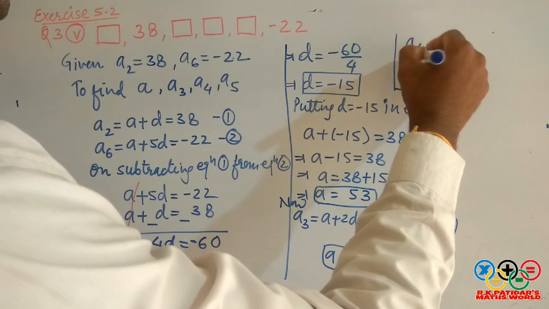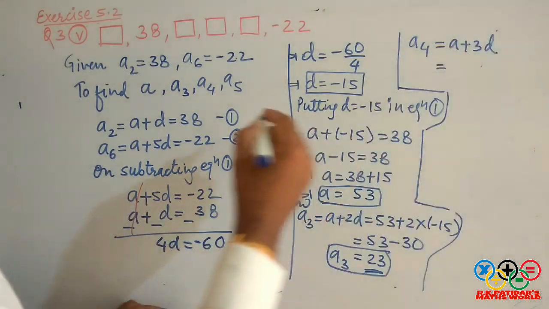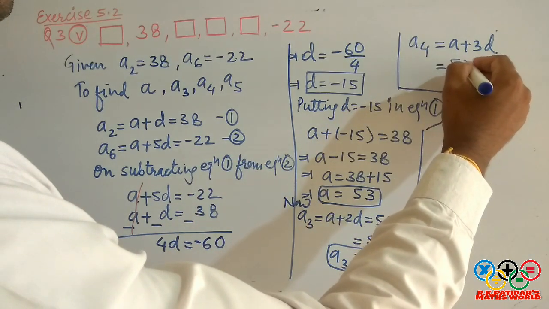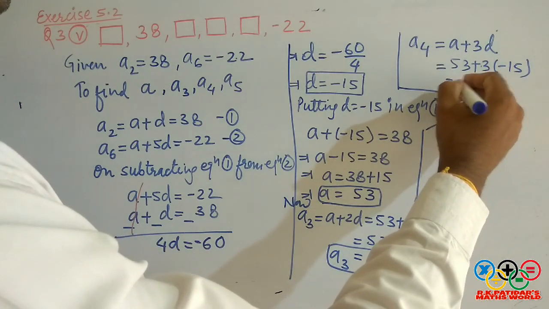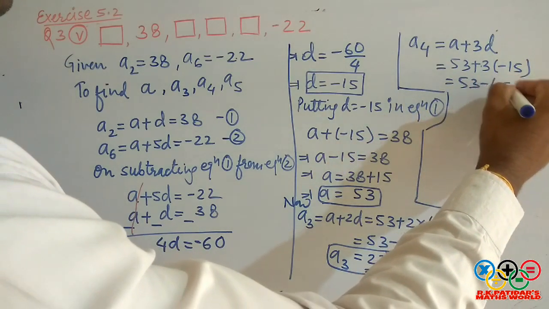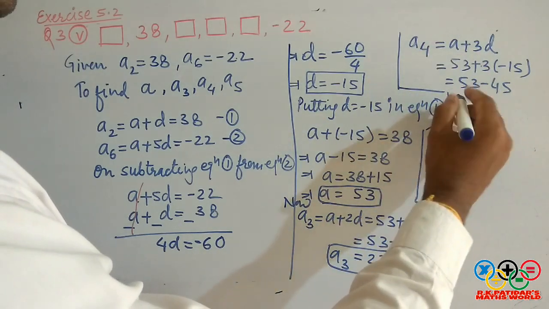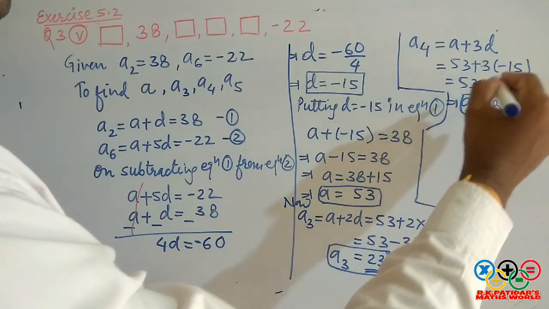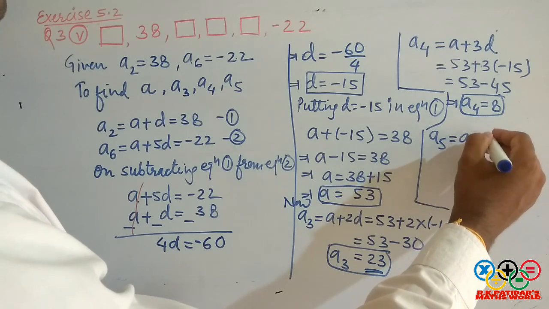So fourth term, A4 is equal to A plus 3D. A, value of A is what? We get 53 plus 3 into D. D is minus 15. So it is 53 minus 45, 8. So the fourth term we get is 8. Fourth term is 8. In the same way, we can find out fifth term, A5.